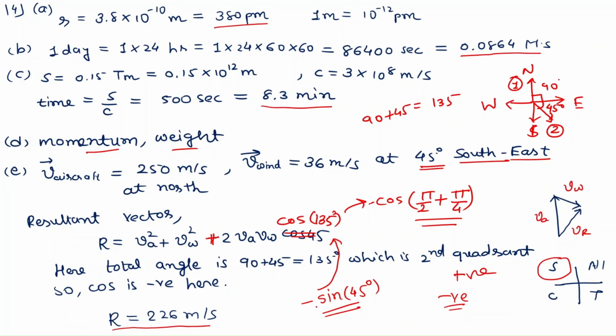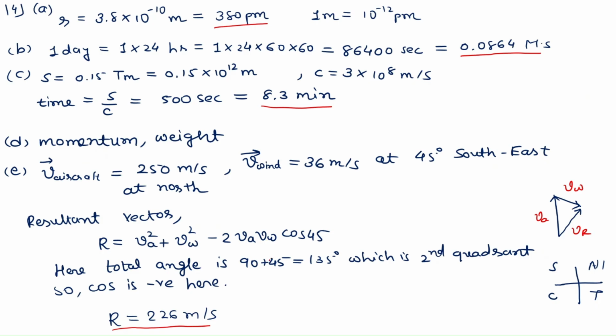Now, what is the value of sine 45? It means 1 upon root 2. Put the values here. We also know VW means V wind, and VA means V aircraft. Now we get the resultant velocity of 226 meters per second.